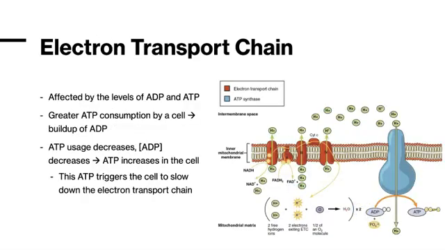Now let's talk about control of the electron transport chain. This is really affected by levels of ADP and ATP. When we have greater ATP consumption by a cell, then we start to see a buildup of ADP, and that signals us to drive the reactions forward so that we can create more ATP. As ATP usage decreases, we start to see that ADP concentration decreases and ATP starts to increase inside the cell. This ATP then triggers the cell to slow down the electron transport chain. So once again, we can be conservative.